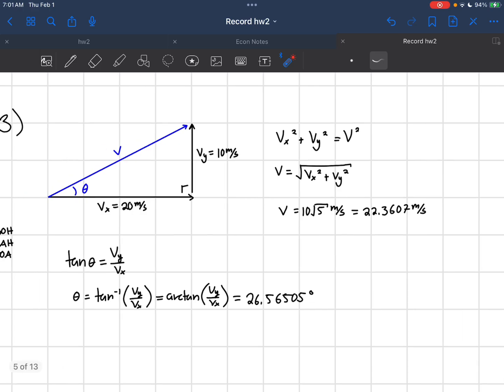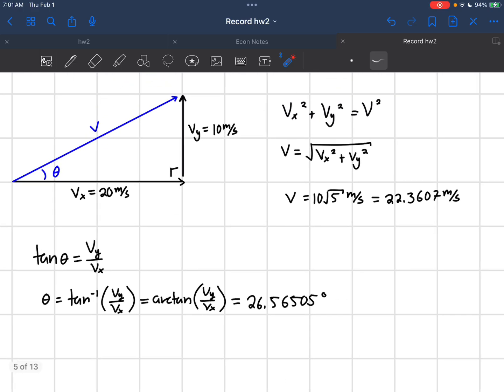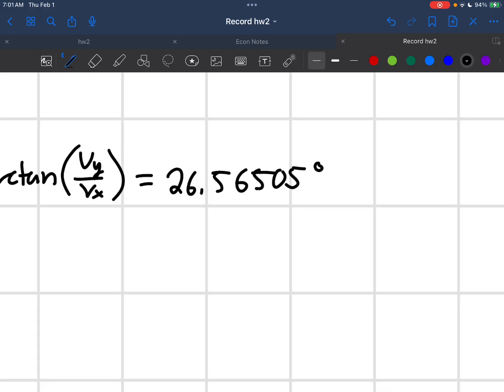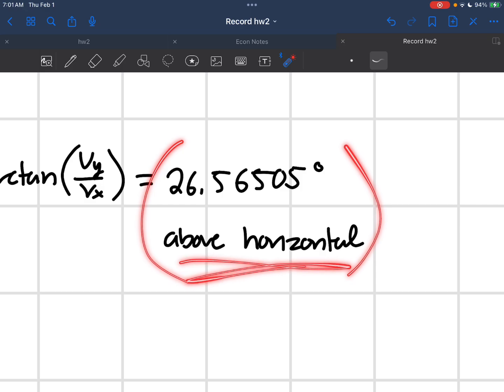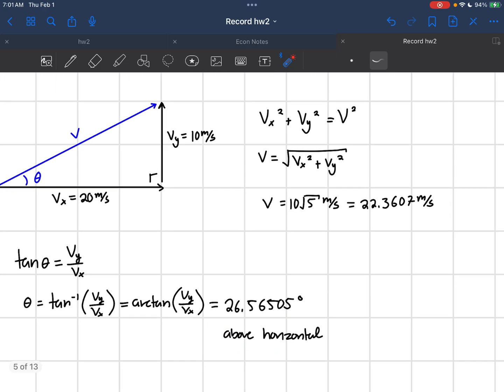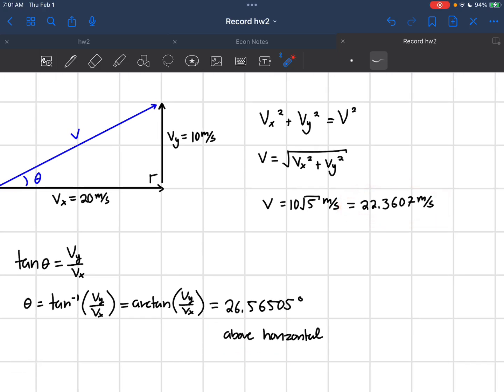Okay. And just finishing this off, we were asked for a magnitude and a direction. Just an angle on its own is not sufficient because I haven't defined where this angle is to or from. I said it before, but this is going to be 26.6 degrees above horizontal. It's always important that we're clearly communicating what we're actually trying to say with our numbers, right? 22.36 meters per second is the magnitude of my velocity, and 26.6 degrees above horizontal is the direction of that velocity.